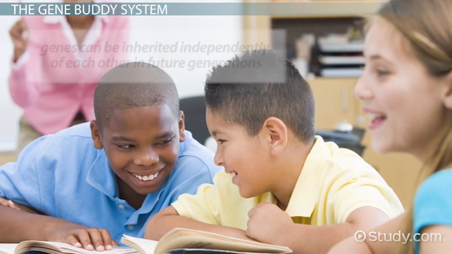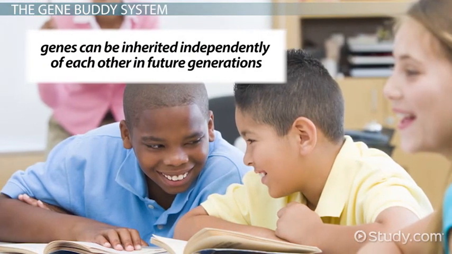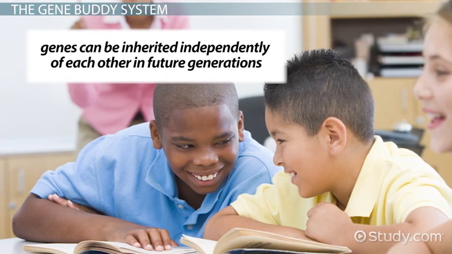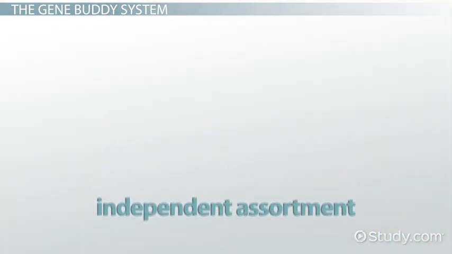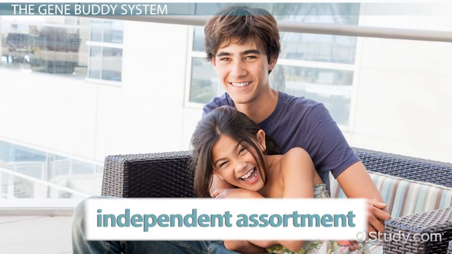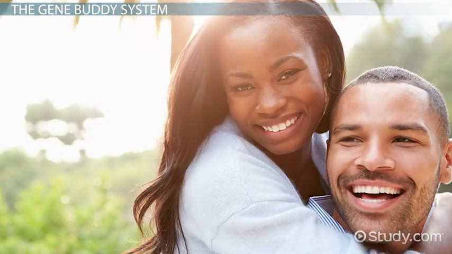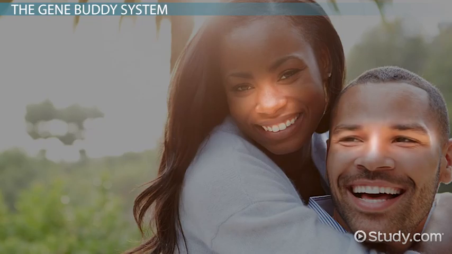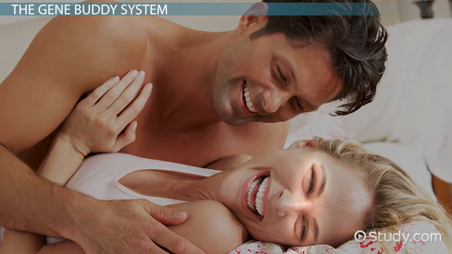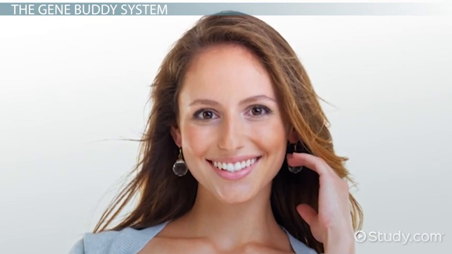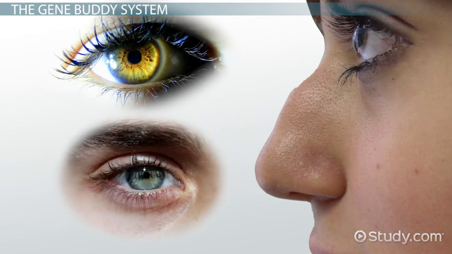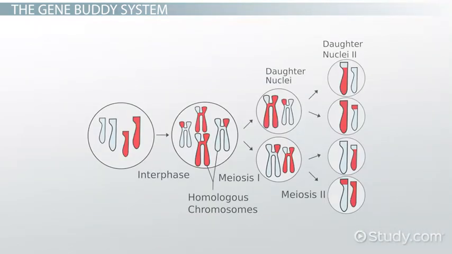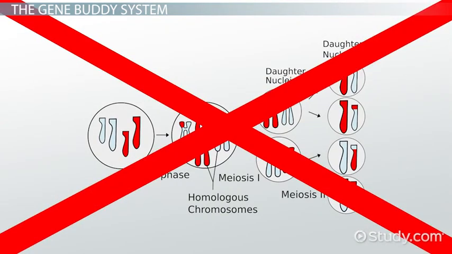Because of crossing over, genes can be inherited independently of each other in future generations. This is called independent assortment, and we see this every day in siblings with different combinations of their parents' genes. One might have mom's nose and dad's eyes, and the other might have mom's eyes and dad's nose. Another might have mom's eyes and nose. This is because the traits for nose shape and eye color and eye shape are all different genes that aren't necessarily passed along during meiosis.